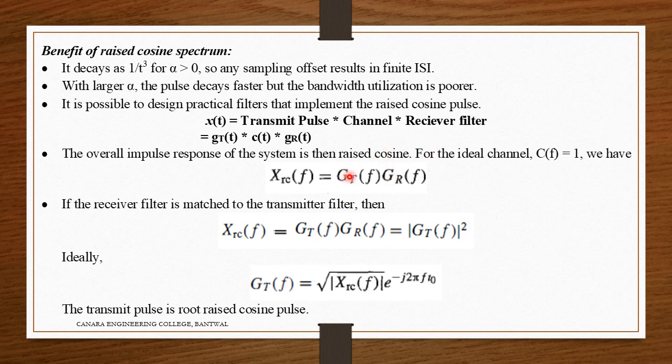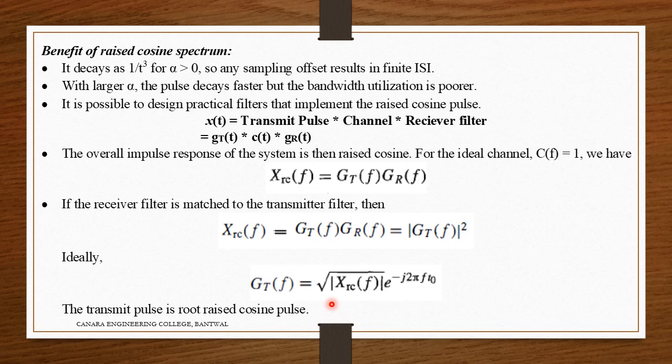What we can see is a raised cosine here. For an ideal channel, C of f is equal to 1, we have XRC of f is equal to GT of f into GR of f. If the receiver filter is matched to the transmitter filter, then XRC of f is equal to GT of f into GR of f, which is equal to the mod of GT of f the whole square. So all of it will become the same. So ideally GT of f is equal to the square root of the mod of XRC of f, multiplied with e raised to the power of minus j 2 pi f t naught. So you know how to nullify this. When the delay is 0, we can make the receiver filter equal to GT of f. Now the transmit pulse is a root raised cosine pulse, so that you can rectify those things.